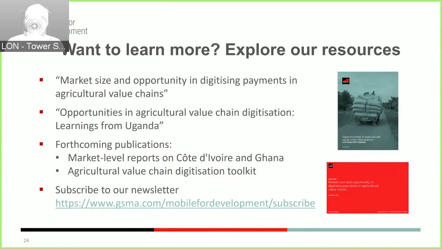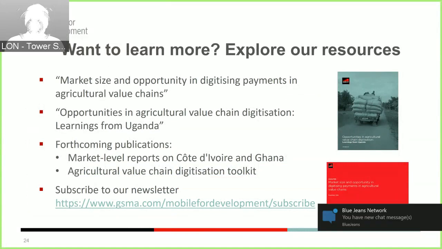Last year we published the report Market Size and Opportunity in Digitizing Payments in the Agricultural Value Chains. This is where the focus on business-to-person and government-to-person payments that I mentioned before come from. More recently, last month, we published the market level report on Uganda, opportunities in agri-value chain digitization. The case studies that we presented are included in that report.